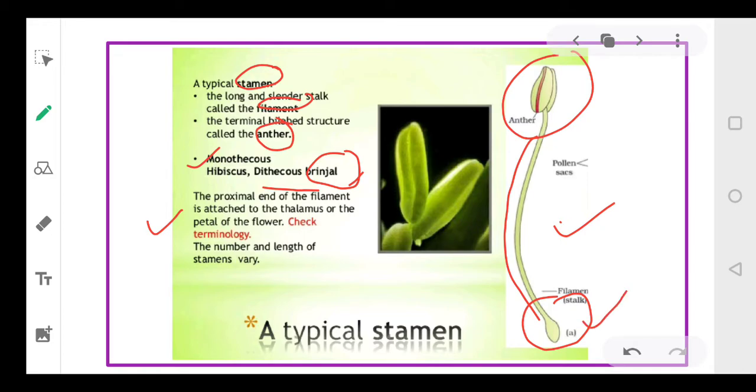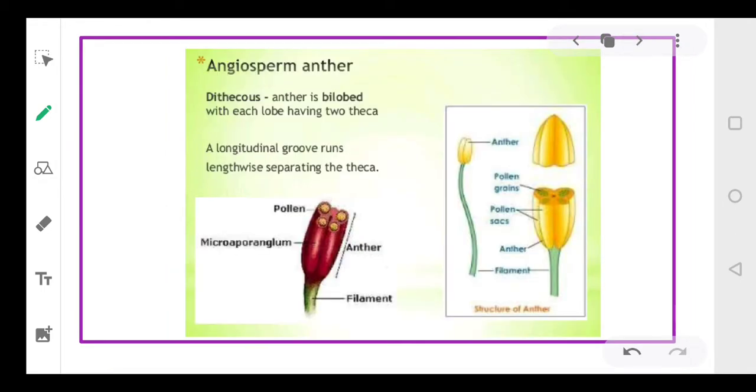The number and the length of the stamen varies. The length of this filament and the number of filaments, how many filaments will be there, that varies, and this filament is attached with the thalamus. Then coming to the anther.